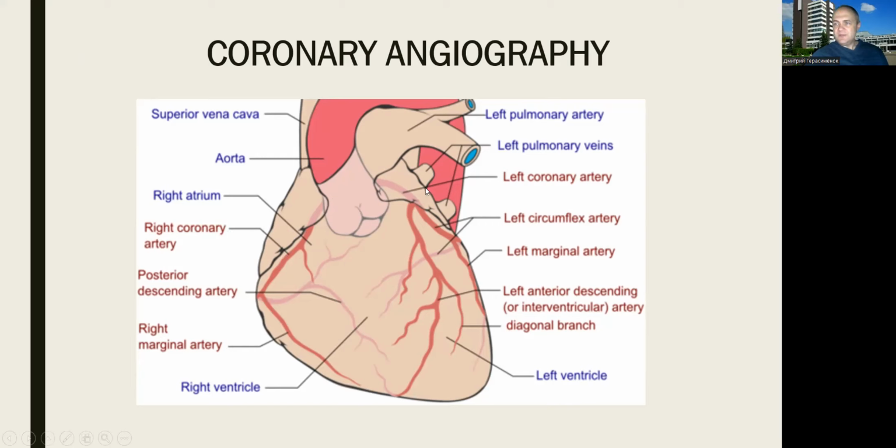Next is the left coronary artery, which bifurcates into two main branches. First is the left anterior descending artery, which predominantly supplies blood to the left ventricle and left atrium, and the left circumflex artery, which supplies blood to the lateral part of the left ventricle and to the posterior part of the left ventricle.